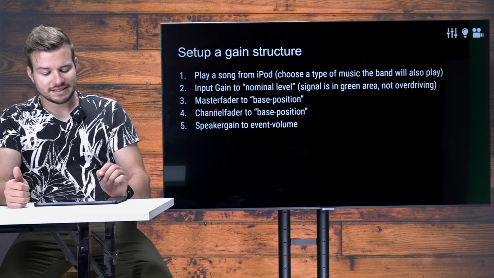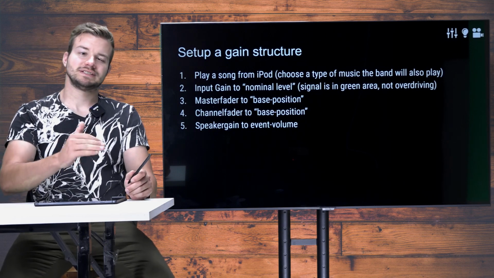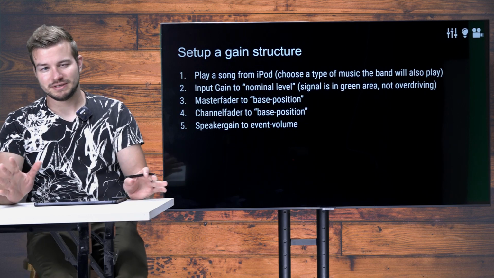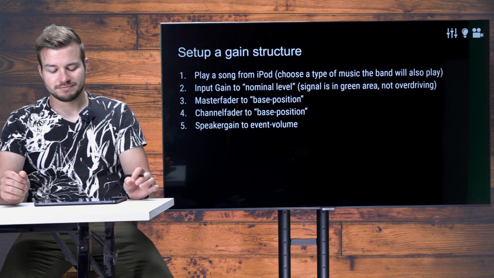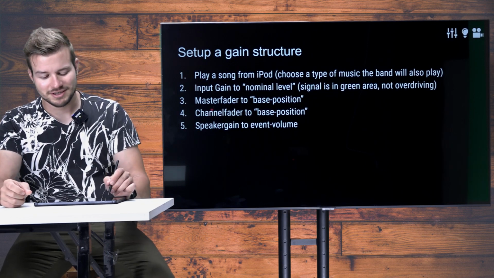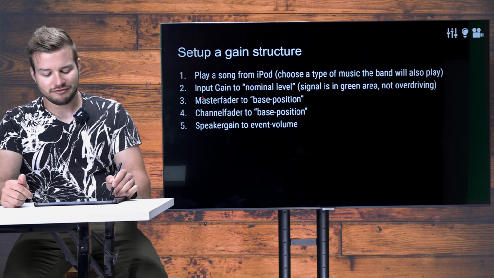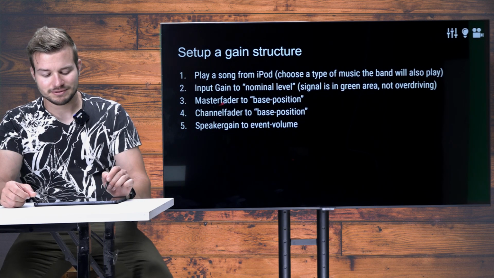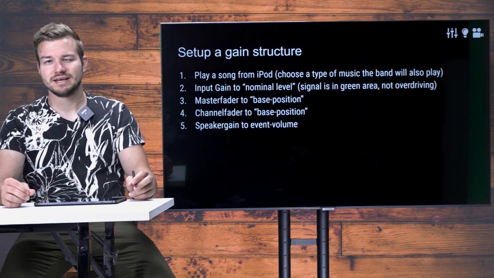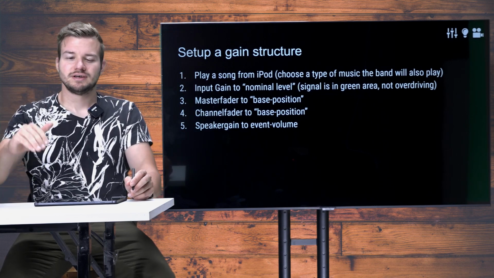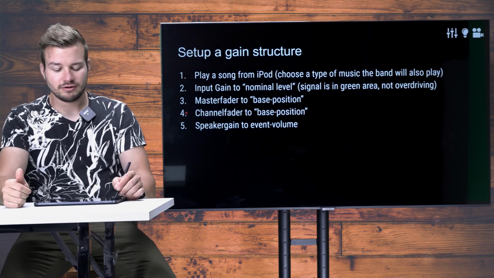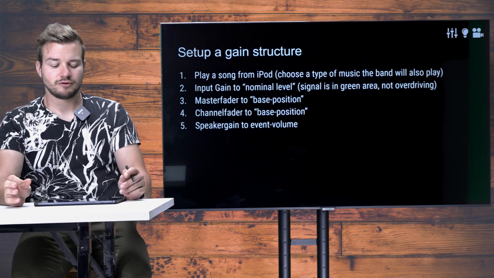Then number 3, set the master fader to base position. So this is the master fader of the left-right processing. Be aware at this point the speakers are switched off, so the speakers are not on, and the speaker gain is set to 0. That's really important here. So we unmute everything now. We set the master fader to base position. Base position is the unity position. Often there is a little U indicated. That's basically when the fader is up at 0. We do the same thing also for the channel fader.